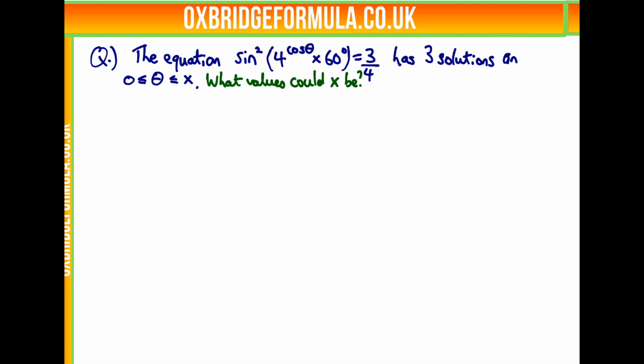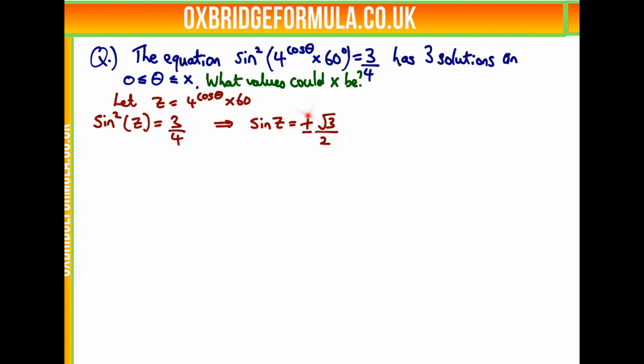So let's try and maybe work out the solutions for this equation. How might we do that? Well, first, let's simplify this middle bit by making a substitution: z equals 4 to the cos theta times 60. Now we're trying to solve sine squared z is equal to 3/4. Square rooting this, we get that sine z is plus or minus root 3 over 2.